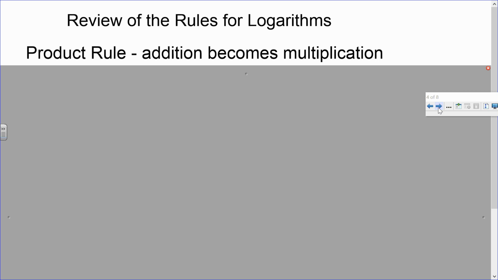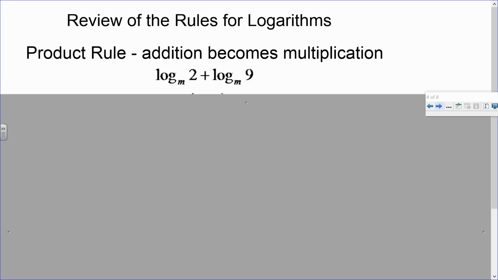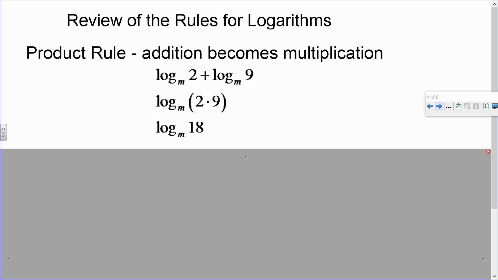So the other thing we're going to do today is to prove those 3 rules for logs that we've been working with. We'll prove it in general, but this one has some numbers in it just to help us remember what we're going to try to do. Log base m of 2 plus log base m of 9 equals log base m of 18, because we can multiply those. That's the product rule.